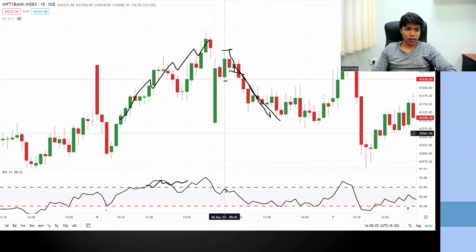Now this is not change in polarity. Can you see this? This was nowhere. This is change in polarity. It was below 40, it went up, it took a support, it went up, right? Below 40, it went up, it took a support, it went up. This is change in polarity. But this support of 40 is not a change in polarity. We will not trade this.